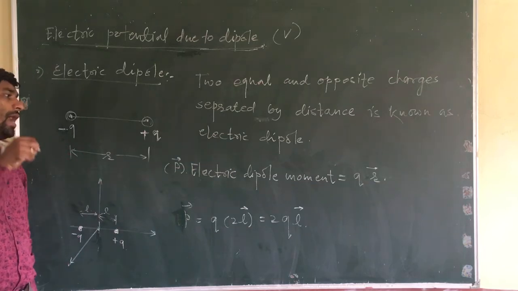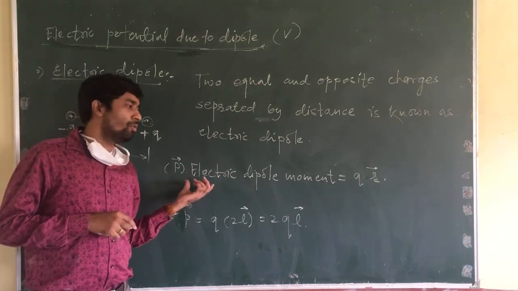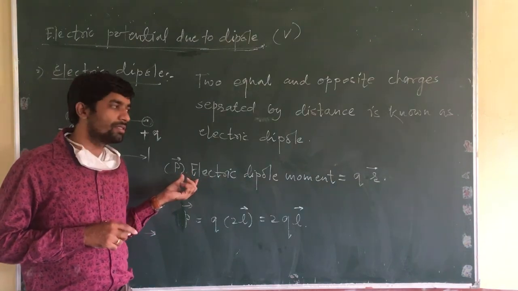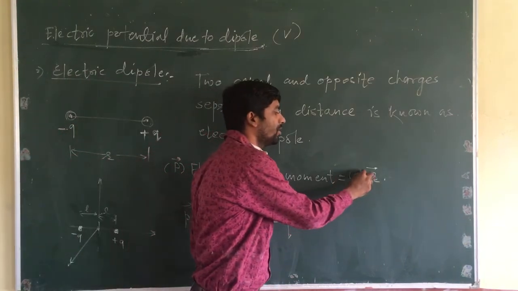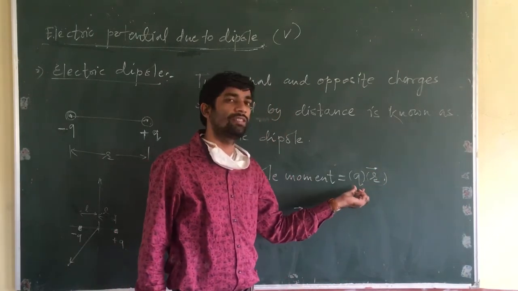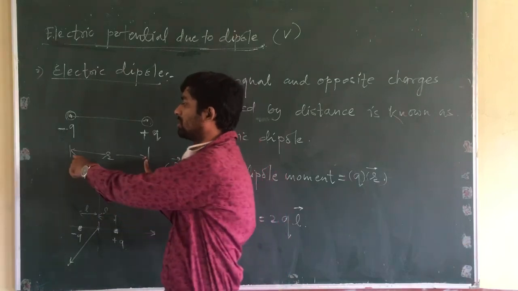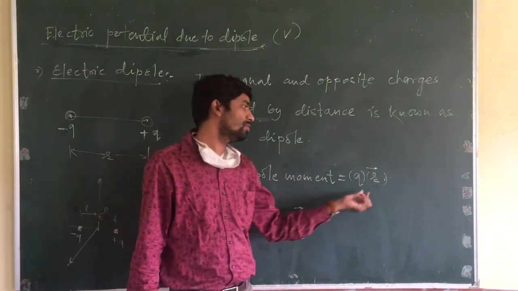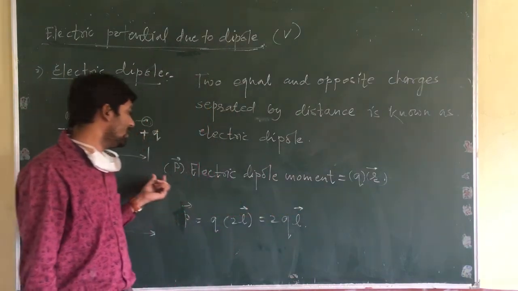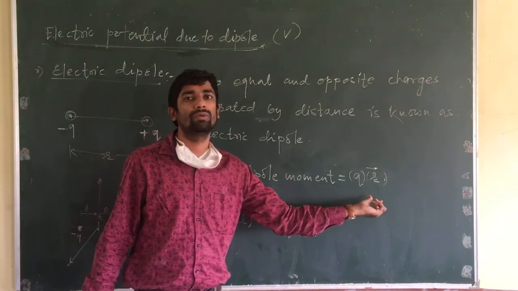Electric dipole, and the electric dipole moment. The electric dipole moment is the product of charge and the distance between the two charges. What is the charge here? Q. And what is the distance between the two charges? The distance is R. That's why the dipole moment P is equal to Q into R.